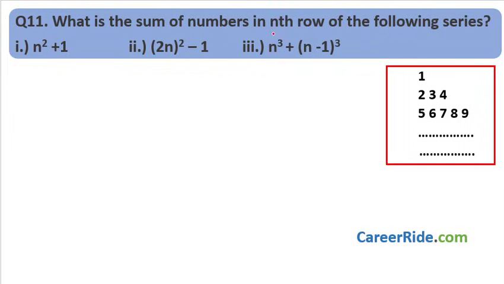What is the sum of numbers in the nth row of the following series? The series is given to you in the red box here, and it is something like the first row has one number, the second row has three numbers starting from 2: 2, 3, 4. Similarly, it goes on, and it is asked what will be the sum of the terms in the nth row.